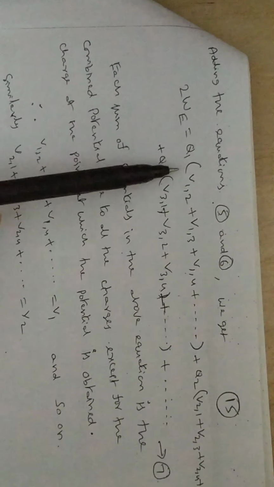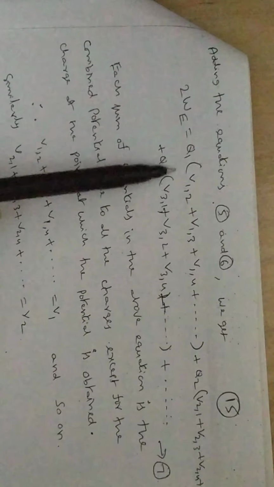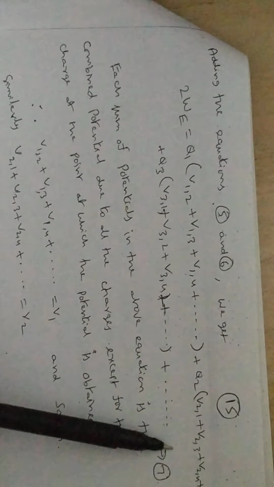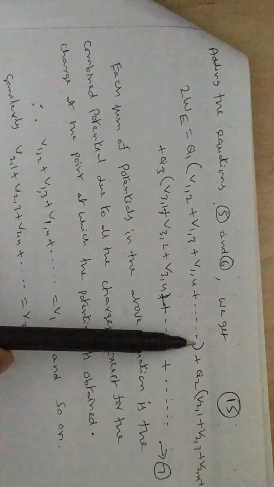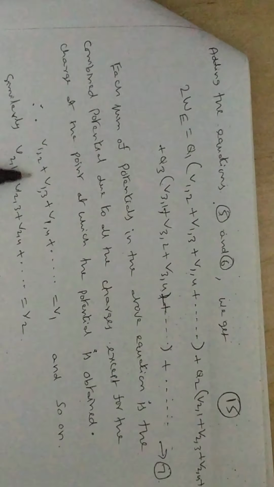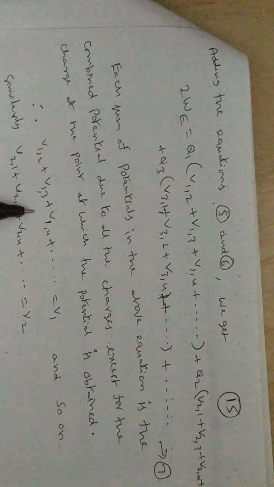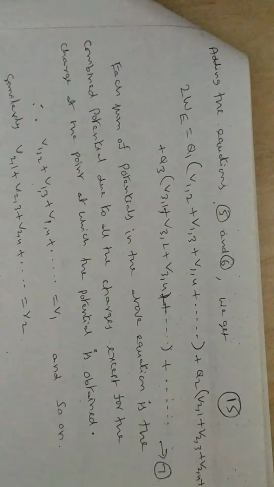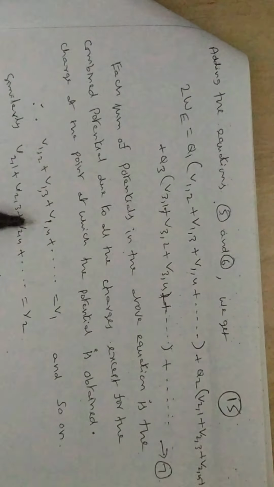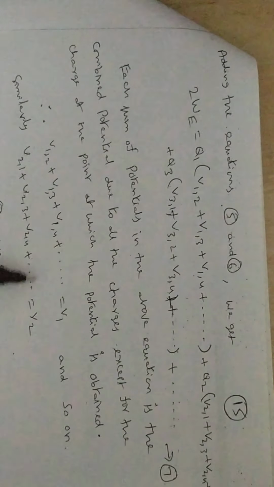Q1 of similar terms, right? Wherever Q1 is common, you take Q1 common, then you will get this equation, plus Q2 of the same, plus Q3 of the same. Now this entire term is replaced by one single potential term. Let's see here, that is V12 plus V13 plus V14 plus and so on up to V1n. That means what is the common thing here? V1, that is the potential difference from the first point to the second point, first point to the third point, first point to the fourth point and so on.